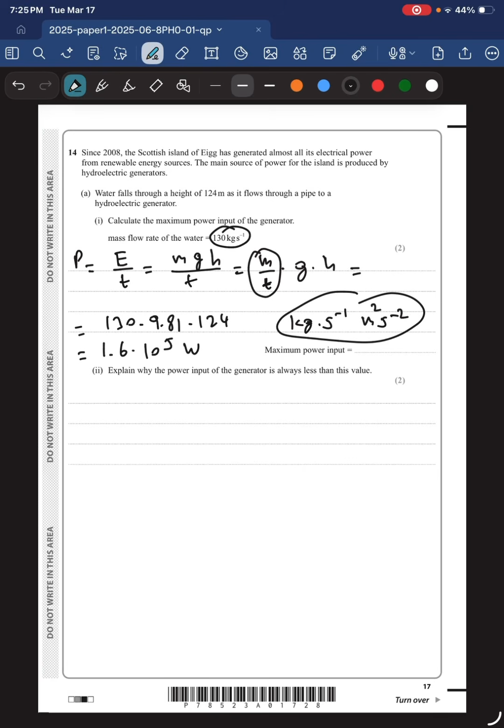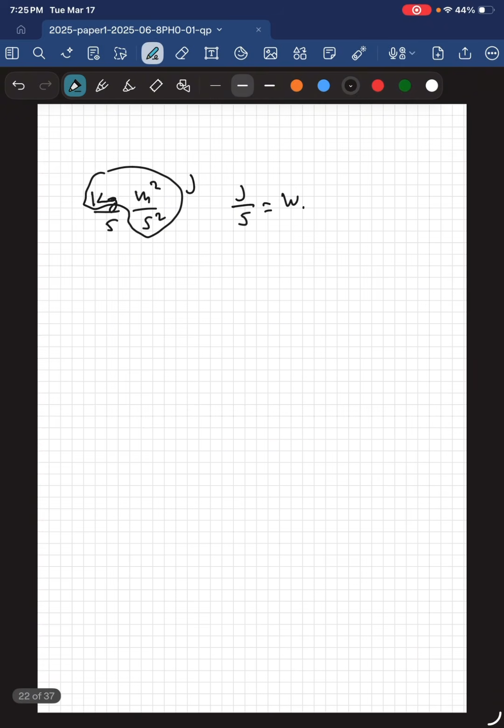Part 2, explain why the power input of the generator is always less than this value. So friction, okay, so friction of water with pipes, that's the first reason, and energy lost to surroundings.